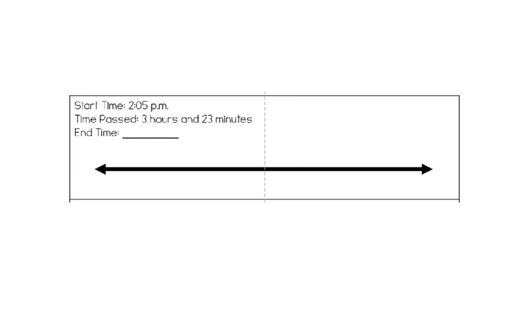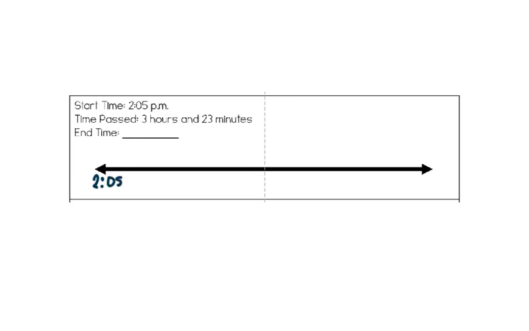It says the start time is 2:05 p.m., which is the afternoon, and the time passed is 3 hours and 23 minutes, and we're looking for the end time. Okay, so we're going to solve this using a number line, which I've already placed on the sheet for you. And what we're going to do is label the information that was given. We're going to label our start time, which is 2:05. I'm going to label it here at the beginning of our number line.